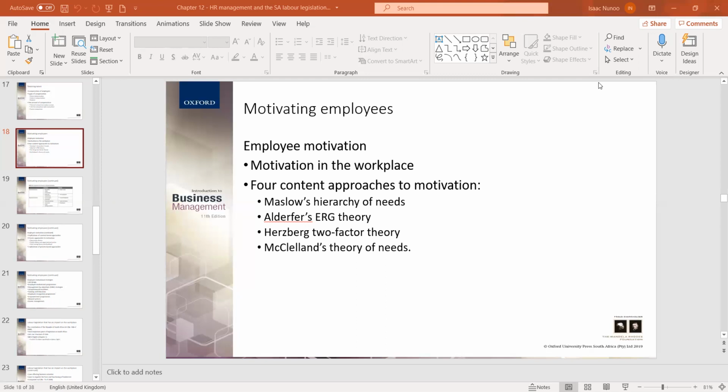Now, under the content approach, we are going to discuss some theories. We talk about Abraham Maslow's hierarchy of needs, Clayton Alderfer's existence, relatedness, growth (ERG) theory, Frederick Herzberg's two-factor model, and David McClelland's need-based model. Let's first of all start with Abraham Maslow's hierarchy of needs.